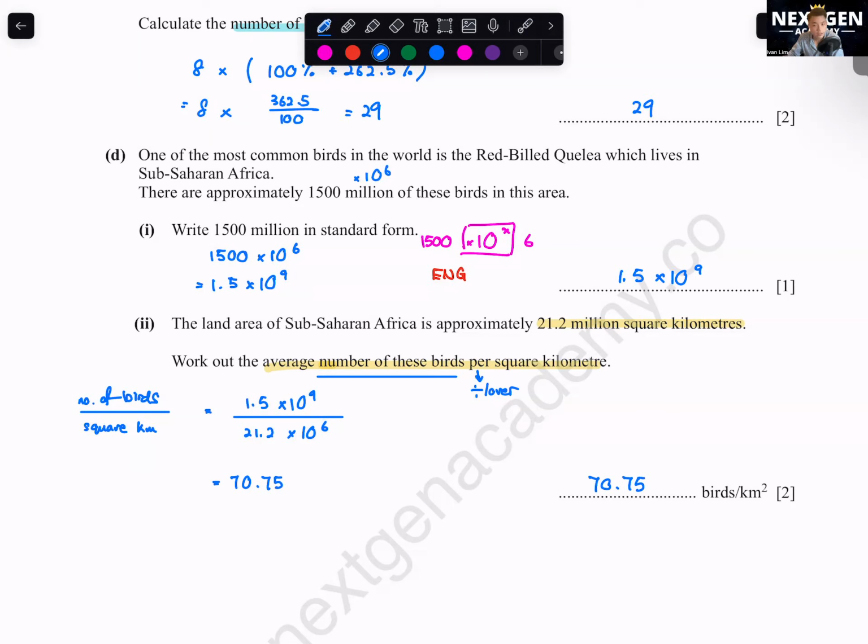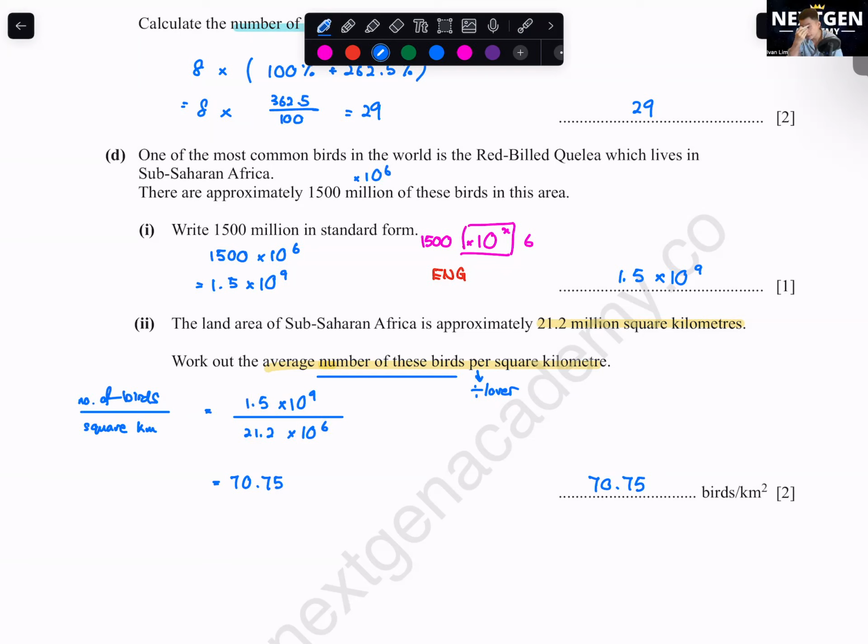71 cannot. Do we have to round to a whole number? Don't need. 70.8. I understand your question. Because a bird cannot be point something, right? That's your logic, right?